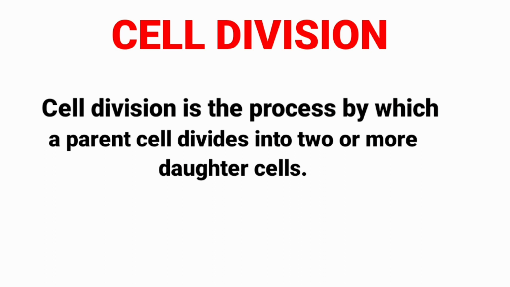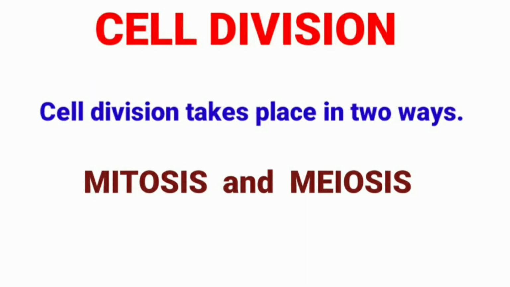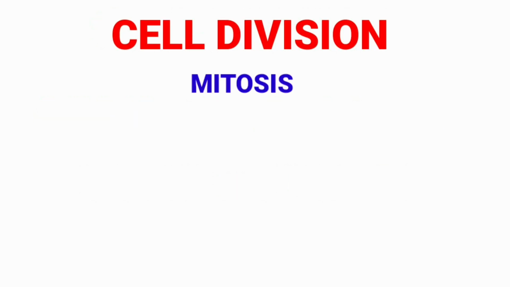Living organisms are constantly making new cells. They make new cells in order to grow and also to replace all dead cells. This process by which new cells are made is called cell division. Cell division is occurring all the time. Around 2 trillion cell divisions occur in the average human body every day. There are two types of cell division: one is mitosis and the other one is meiosis.